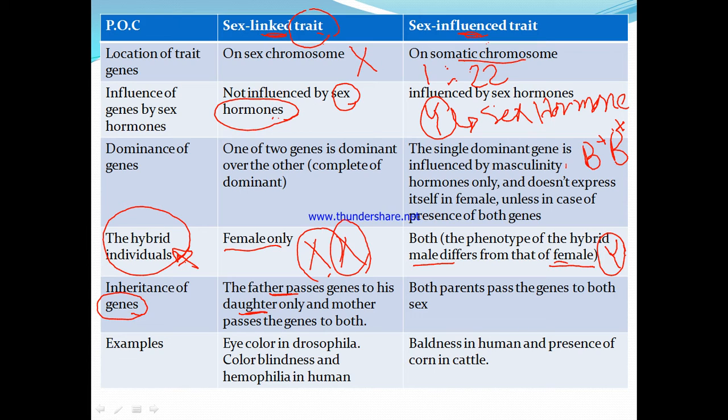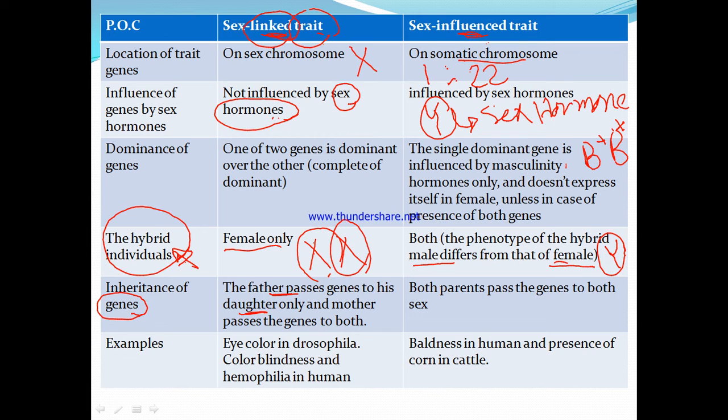And in sex-linked trait, the female passes the trait or passes the gene to both male and female offspring, or to all the individuals in offspring. The female has X and X, and both offspring take the X from its maternal gamete. So the copy of the gene from the female is transferred to both male and female offspring.